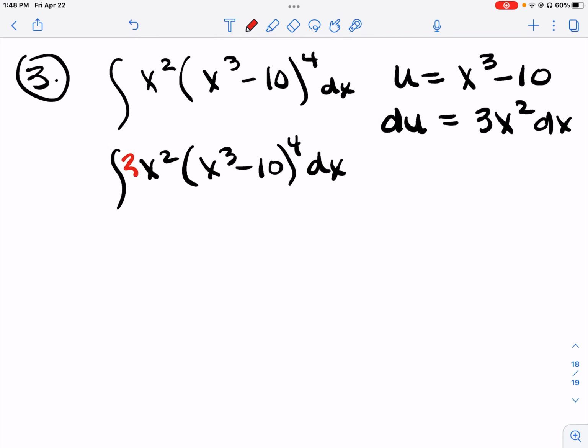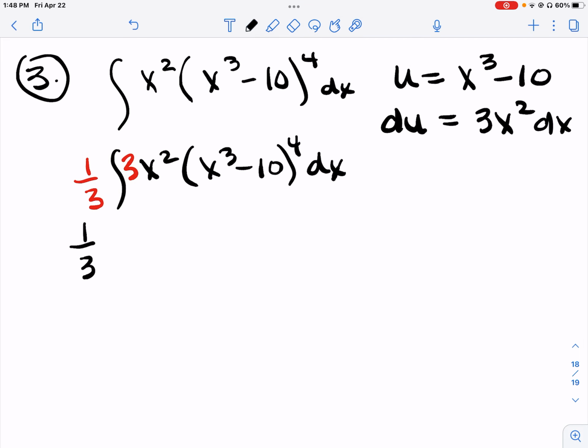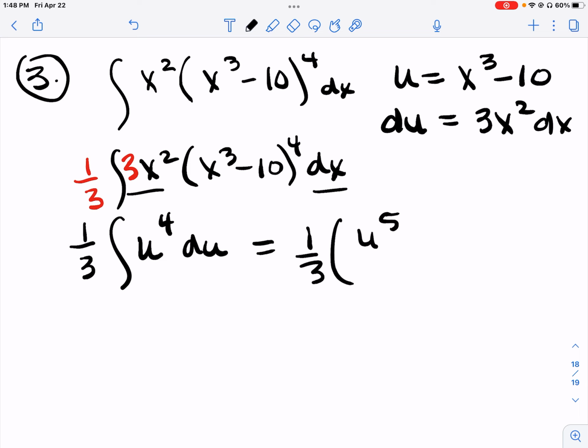Okay, I'm going to times in the 3 that I needed for 3x squared. 1/3 balances. So this is 1/3. 3x squared dx is du. What's in the parentheses is u, so this is u to the fourth. Okay, the goal here is to get just a letter to a power so we can use the power rule. So this is 1/3. Add 1, divide.